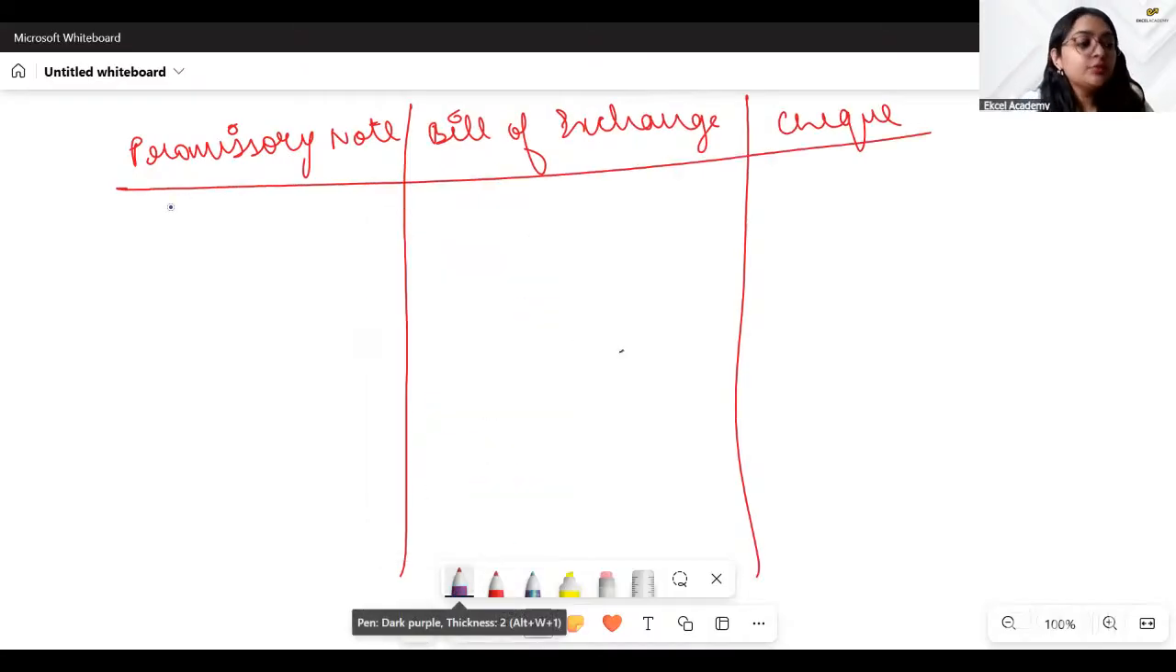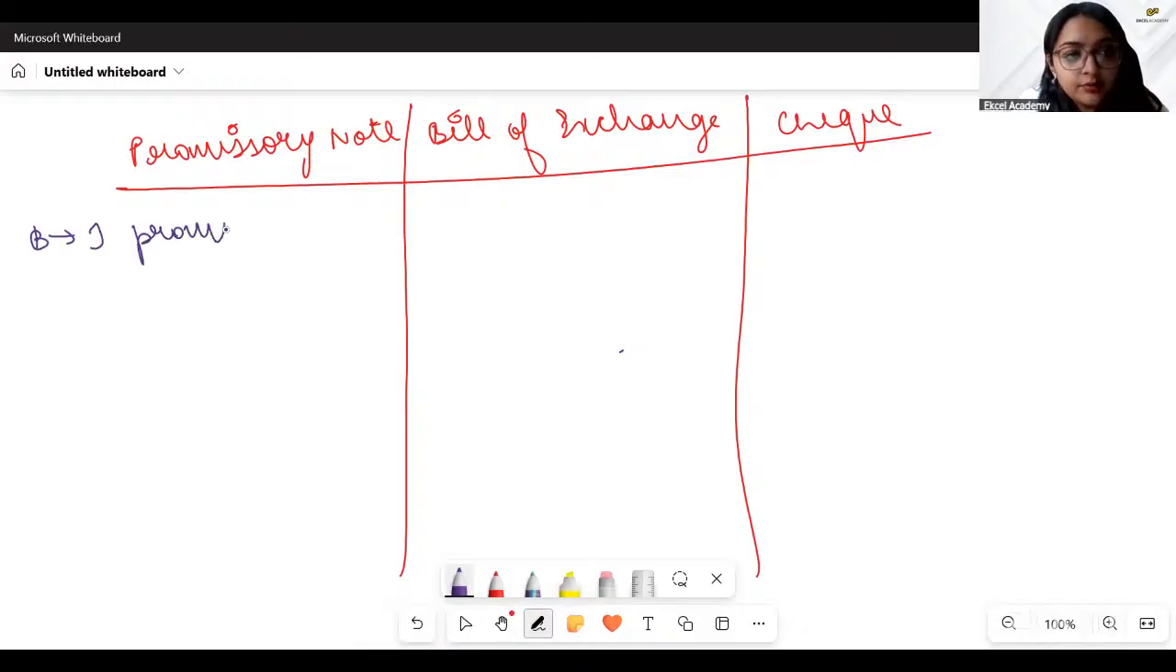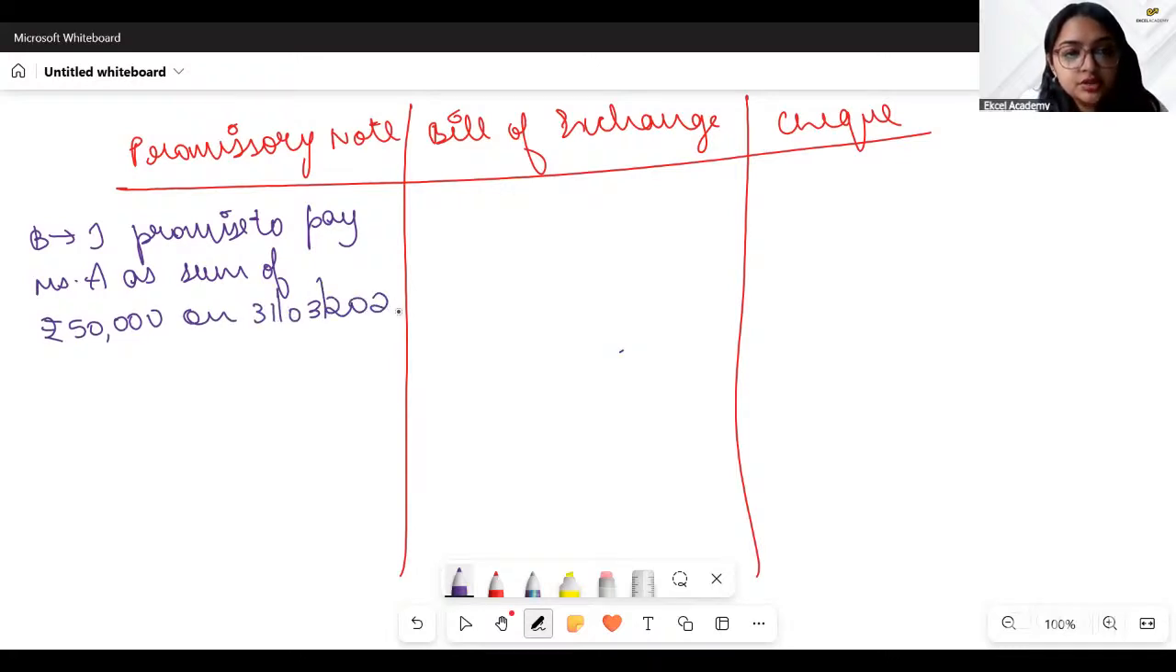So when I am saying promissory note, let's say for an example, B buys goods worth rupees 50,000 from A. So B has to pay A 50,000. So what will B write? B will write, I promise to pay A a sum of rupees 50,000 on a particular date, say on 31st of March 2026. So what are you able to identify here?